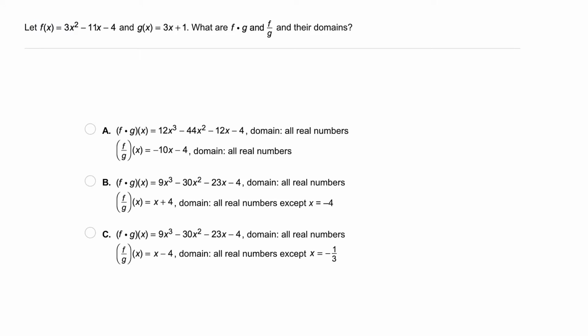Your turn. Let f of x equal 3x squared minus 11x minus 4, and g of x equal 3x plus 1. What are f times g and f divided by g and their domains?